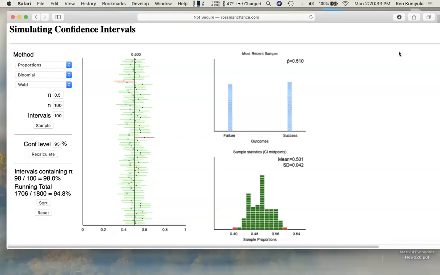Hi, everyone. We're finishing up lesson 25 on confidence intervals for population parameters.